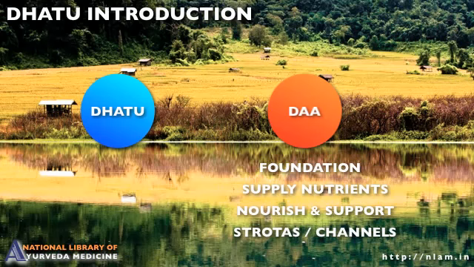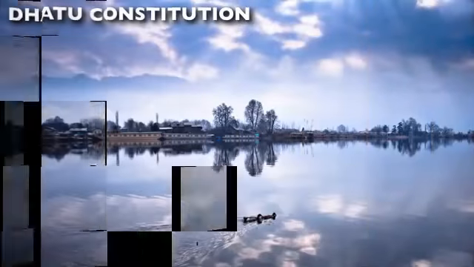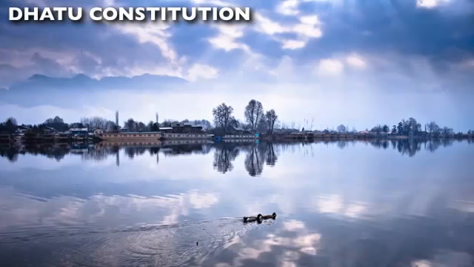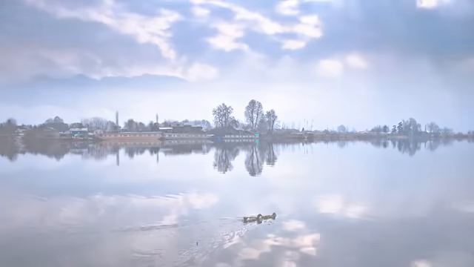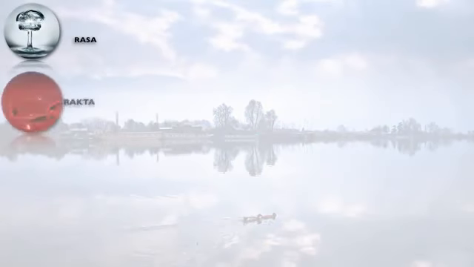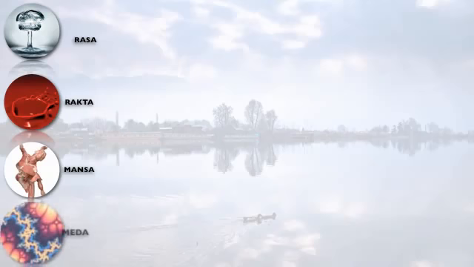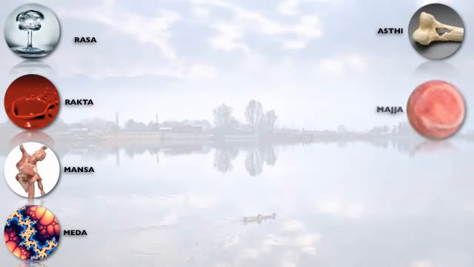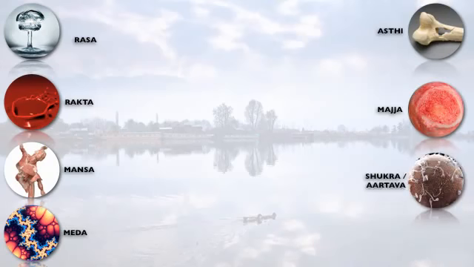These strotas or channels flow through every part of the body to perform the necessary functions. The 7 strotas contain the 7 dhatus, which are progressive in qualities, with each higher unit carrying a part of its previous one. According to Ayurveda, there are 7 basic dhatus in the human body. They are Rasa, Rakta, Mamsa, Meda, Asthi, Majja, and Shukra Artava.